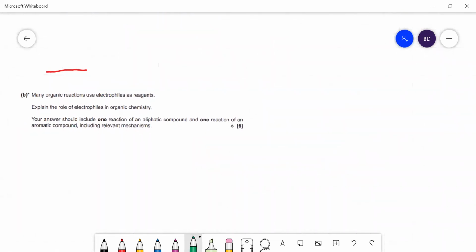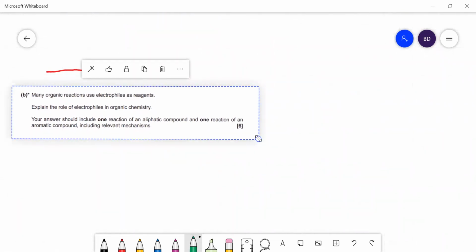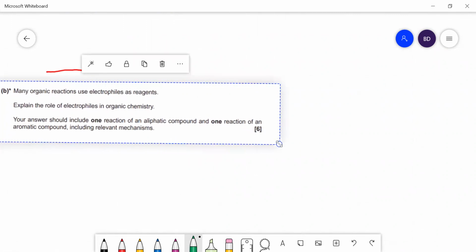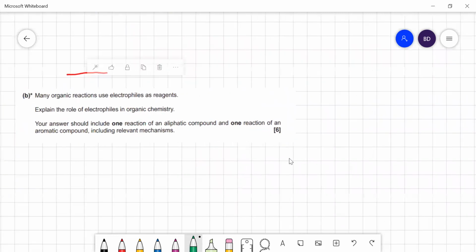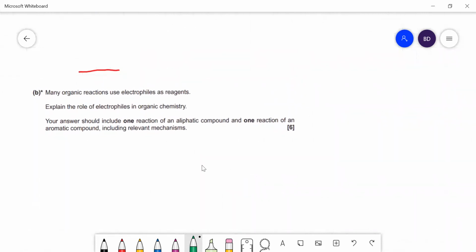Okay, now finally, the very last question is a 6 marker, the role of electrophiles as reagents. Explain the role of electrophiles. Your answer should include one reaction of an aliphatic compound and one of an aromatic, including relevant mechanisms. Okay, so that is fairly reasonably straightforward. First of all, I think we need to say what an electrophile is.